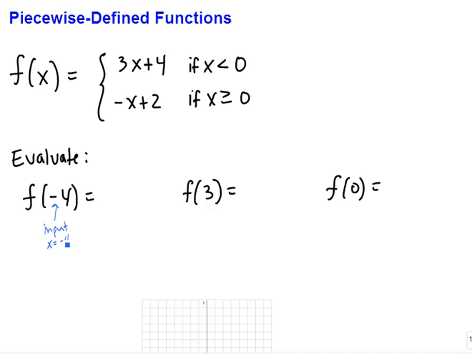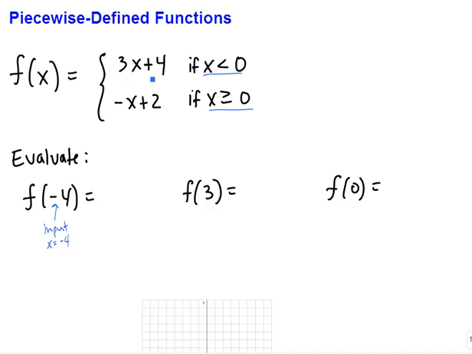So when we have a piecewise defined function, what's important to figure out is which rule you are supposed to use. And you look at the input value based on these two conditions over here to determine which rule is appropriate. So we have an input x equal to negative 4, which is less than 0, so we are going to fall in this condition right here, which means we want to be using the top rule.